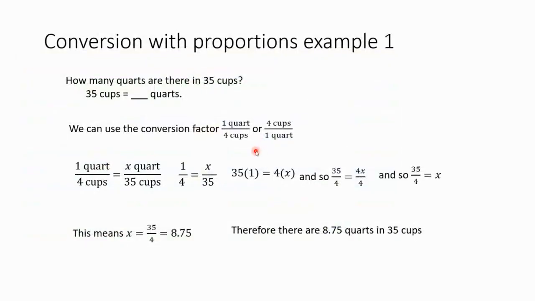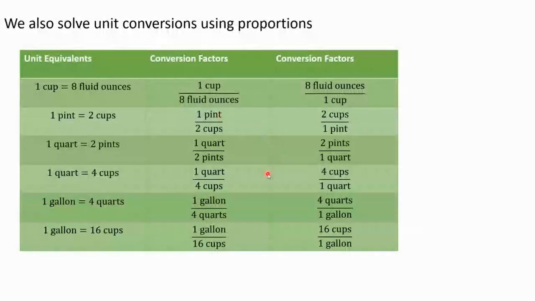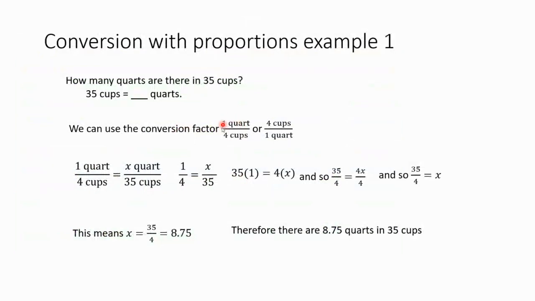As an example, let's suppose we want to know how many quarts there are in 35 cups. So we're going from cups to quarts, right? What's nice is if we use proportions, you can use either one of these two. It doesn't really matter which one. I mean, with the factor label method it does, but here it doesn't. So what I'm going to use is the first one.